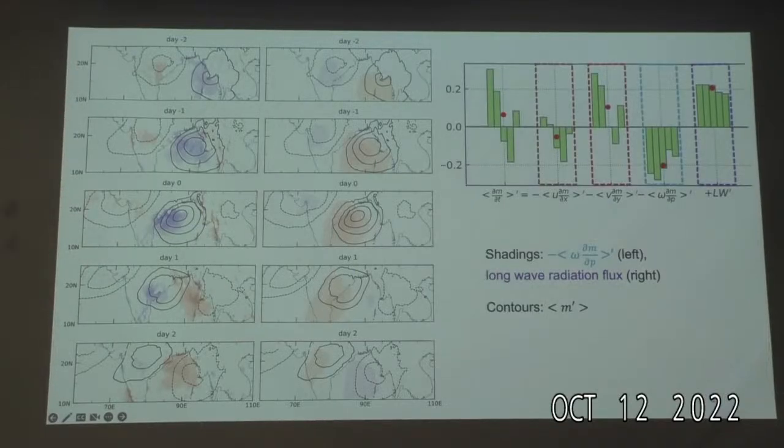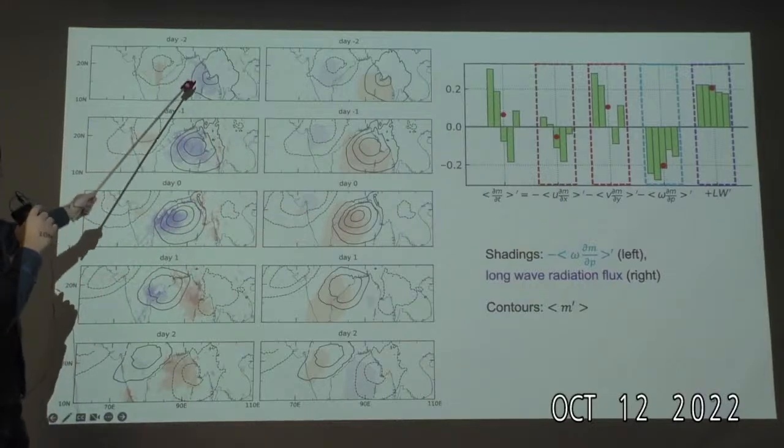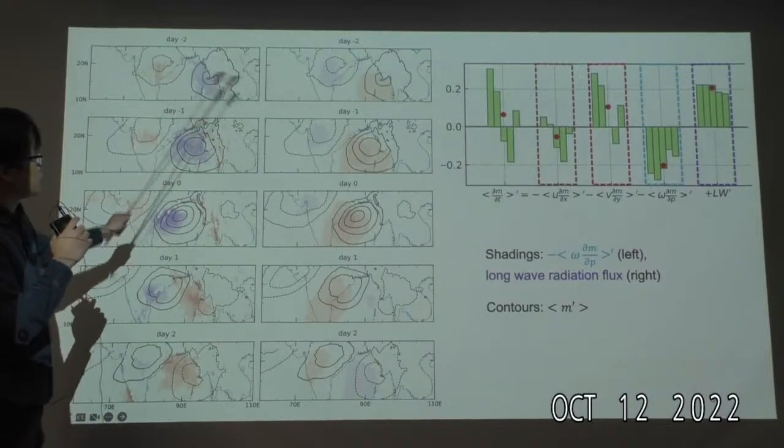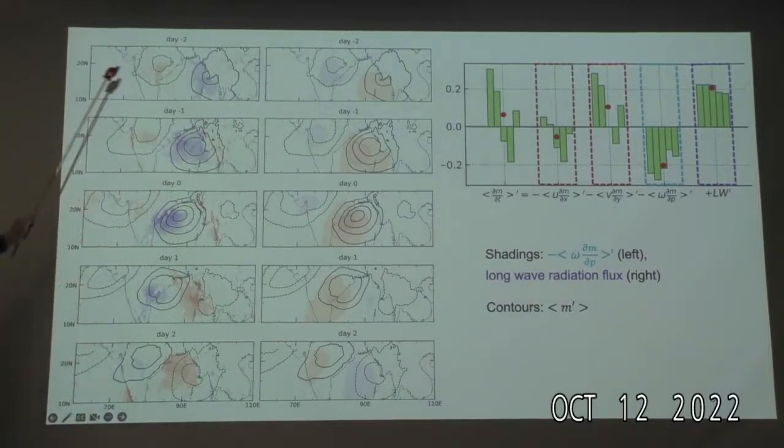The panel on the left is showing the vertical advection, and the panel on the right is showing the long-wave radiation fluxes. You can see that in most cases they flip signs. They're in phase with each other, but they cancel out most of the time. And the contours show the maintenance of moist static energy. So I think it's true that they are the major contributors to the growth, but they cancel out with each other somewhat.